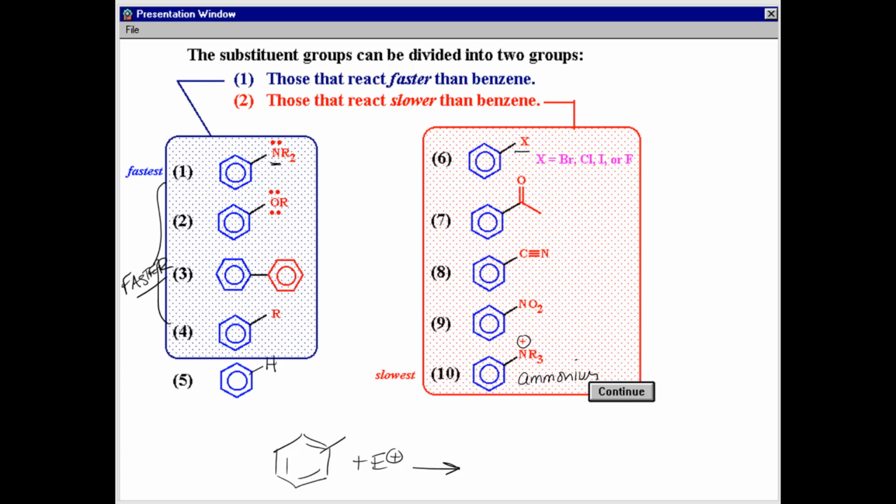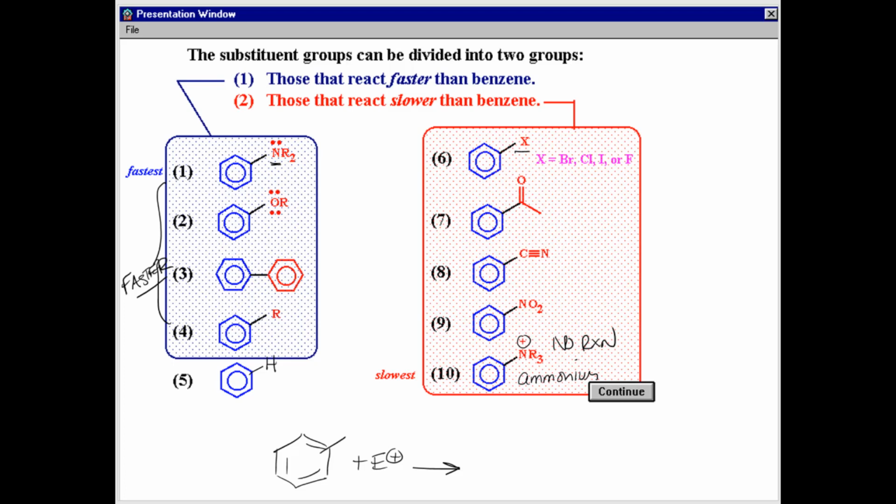That's probably a no reaction, but we're going to keep it as the 10th group. Okay. So these are the groups that you have to know, and you have to know whether they cause the benzene ring to react faster or slower.